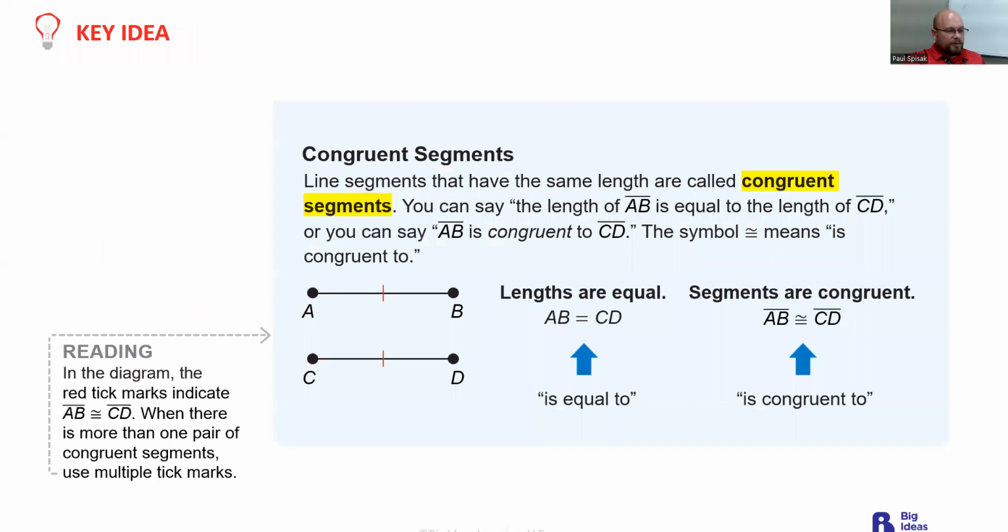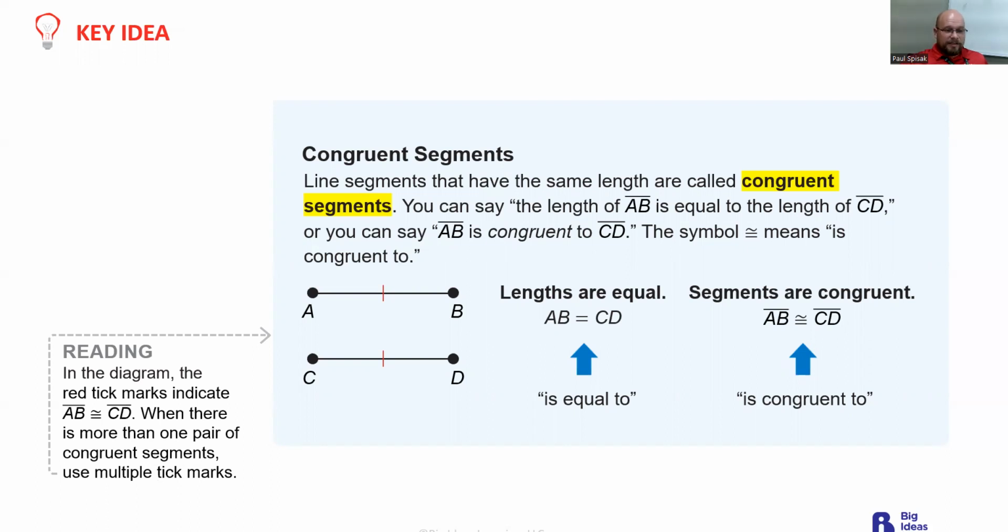Then we have congruent segments. Anytime we talk about two segments that are the same length, they are congruent. Now, congruent is a little bit different than equal. When we use the word congruent, we're describing the figure itself. When we talk about equal, we're talking about the length. So two segments that have the same length have equal lengths, and the two figures, the two segments themselves, are congruent. So you can say the length of AB is equal to the length of CD.